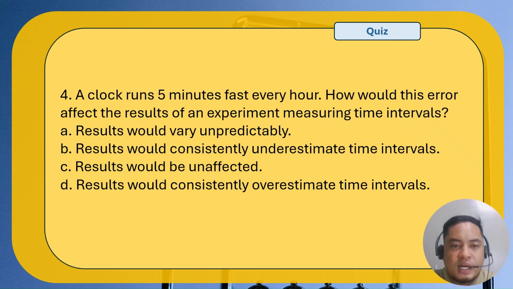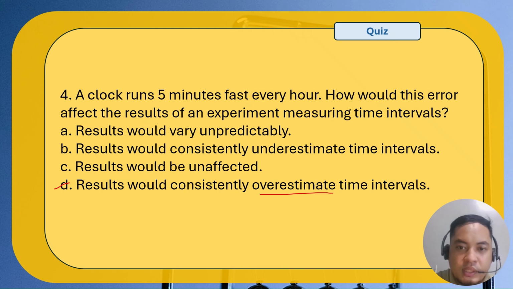Number four, a clock runs 5 minutes fast every hour. How would this error affect the results of an experiment measuring time intervals? It will, of course, overestimate the time intervals because the clock runs 5 minutes fast every hour. So it will have a greater result. It overestimates time intervals. This is the correct answer.